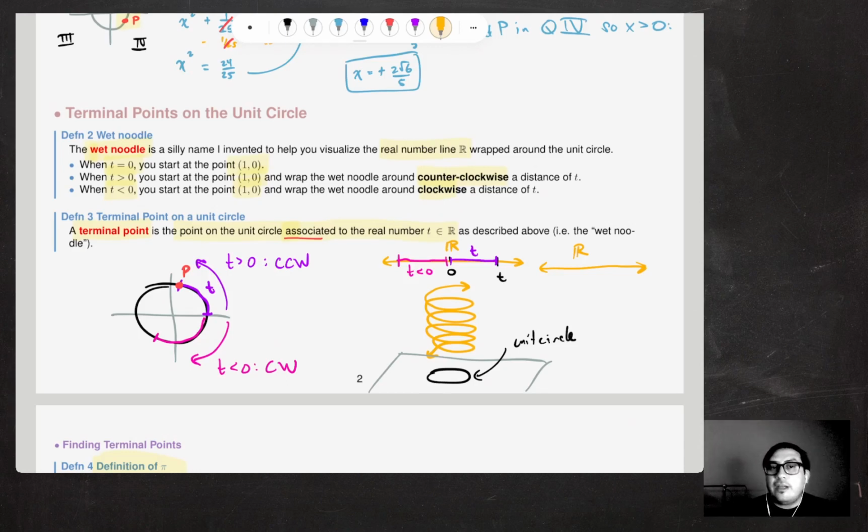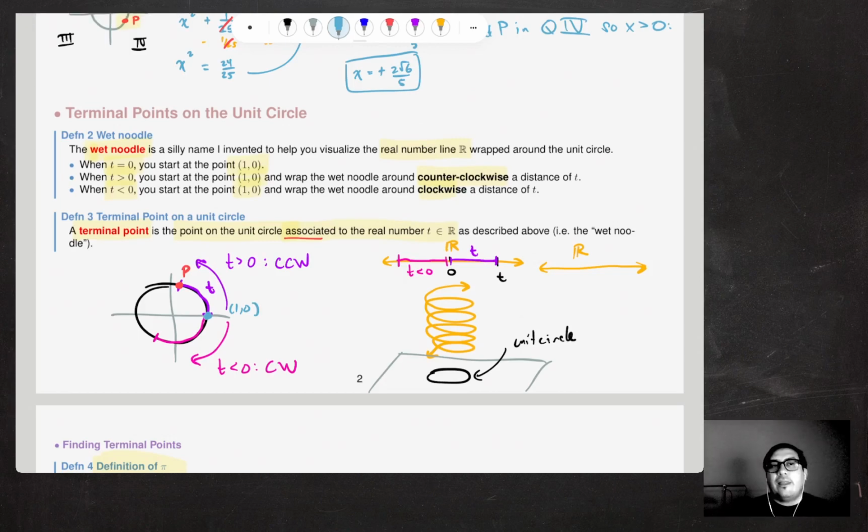Now, the definition we're going to say is, okay, we're going to start all points at (1, 0), just because we have to pick a specific point on the unit circle. And then (1, 0) is going to correspond to the 0 in the real numbers. So that's an association that we make.